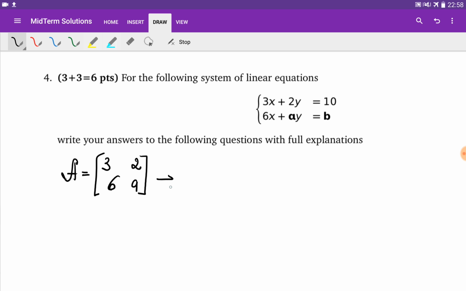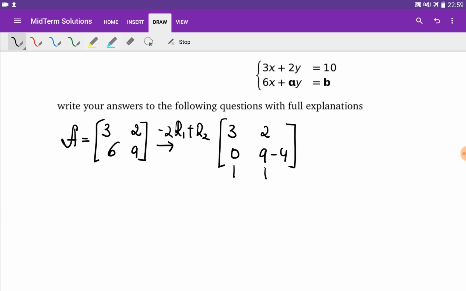And we need to try to bring this to the reduced row echelon form by multiplying the first row by minus 2 and adding this to the second. What we're going to obtain is 3, 2, 0, a minus 4. So if this a minus 4 is not equal to 0, then the system will have 2 pivot columns. Basically, it is always going to have a unique solution. The matrix is going to be an invertible matrix, a non-singular matrix, and it's always going to have the unique solution.